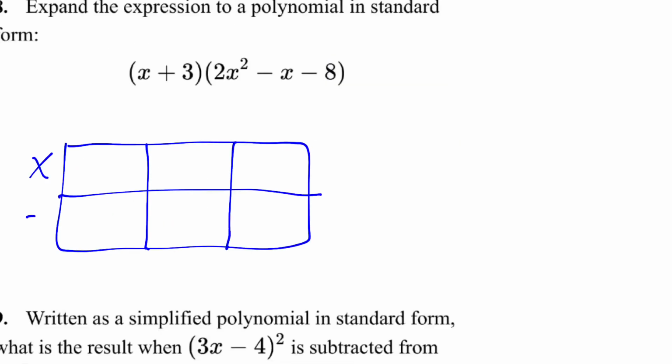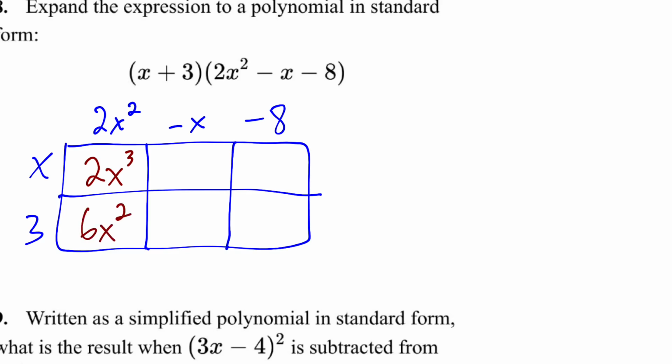To set up the box method, the x and the 3 go here, 2x squared, negative x, and negative 8. Multiplying rows by columns, you do the numbers first. How many x's are there? 3 total. 3 times 2 is 6. How many x's are there? 2 total. Negative 1 times 1 is negative 1. How many x's are there? 2 total. A lot of people messed up that one without the numbers. This is negative 3x, negative 8x, and negative 24.